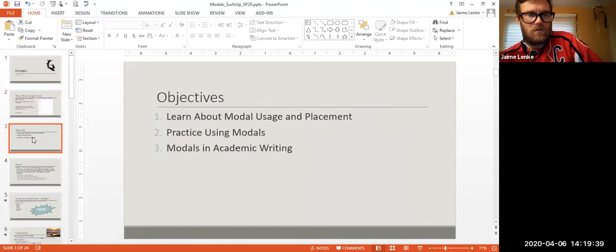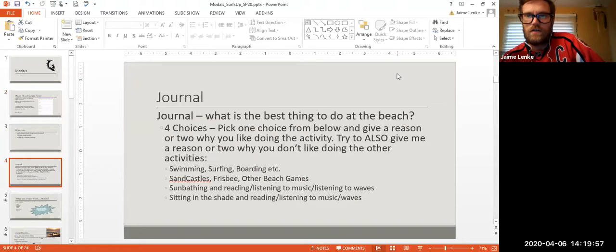And then what we're going to talk about is just basic modal usage and where we put them into sentences. And we're going to do a little practice with them. And then, if we have time, we're going to take a brief look at how we use them in academic writing.